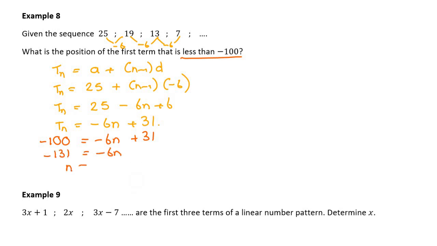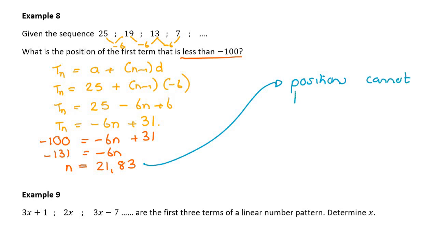And if I divide by n, now you'll notice that n can never be negative because n is a position. So if you get a negative n, you know you've done something wrong. So I get position number 21.83. Now I'm just going to write myself a note here. Positions cannot be negative, and positions can also not be fractions.